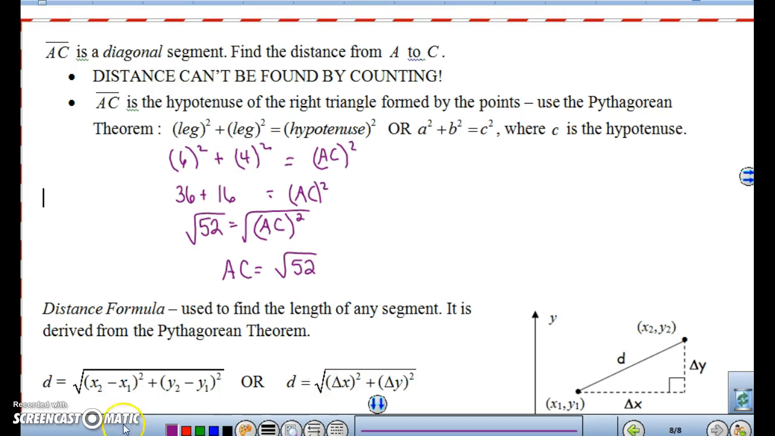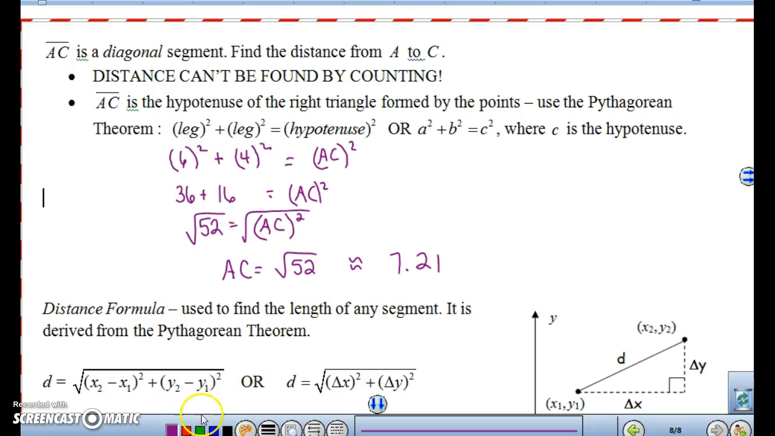But if you want to figure out the approximate value, you can take the square root in your calculator of 52, which is approximately 7.21. So if you do the square root of 52 in your calculator, you get approximately 7.21. Unless you are asked for it, leave it as the square root of 52.